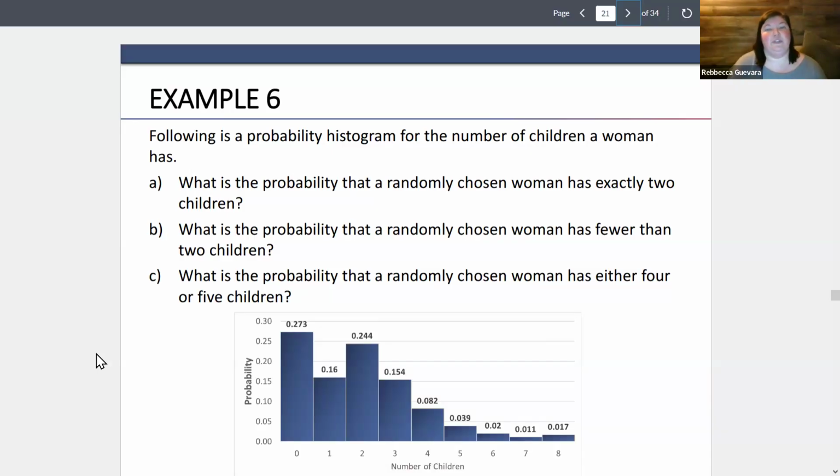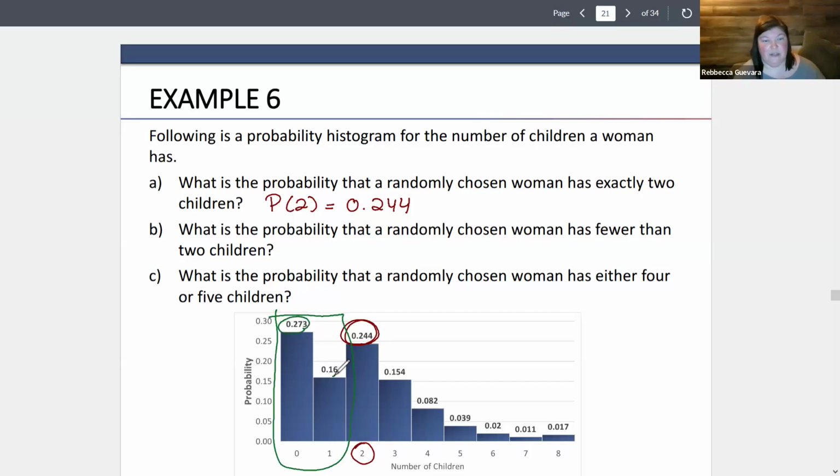Following is a probability histogram for the number of children a woman has. What is the probability that a randomly chosen woman has exactly 2 kids? Here's 2 kids, so that probability is 0.244. Next, what is the probability that a random woman has fewer than 2 kids? This right here is fewer than 2 kids: 0 kids or 1 kid.